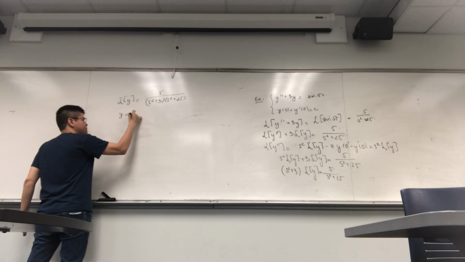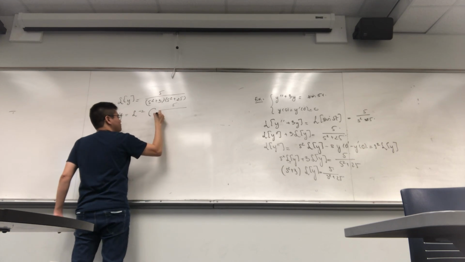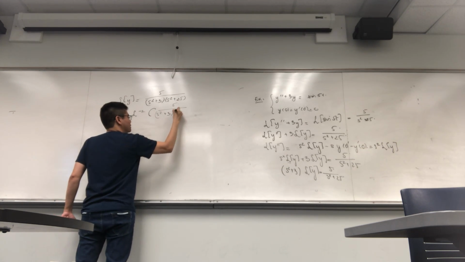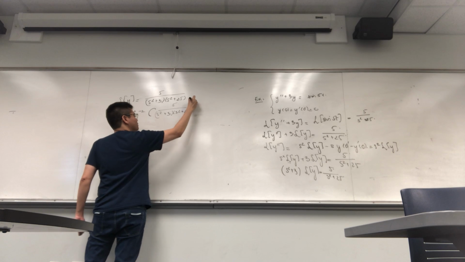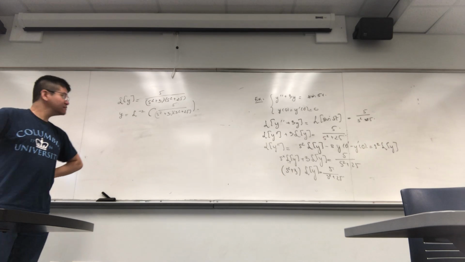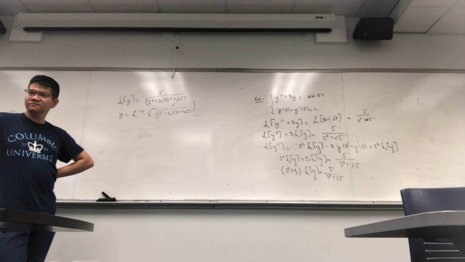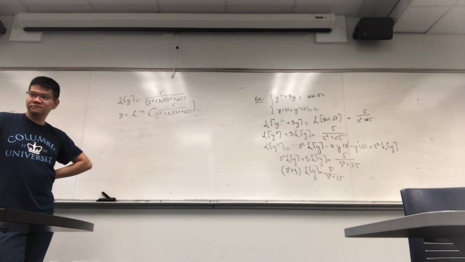So y is the reverse Laplace transform of this guy. This gives me 5 over s squared plus 3 times s squared plus 25. So how can I compute this guy? Yes? Let's split it up into partial fractions, which form is A over s plus square root of 3, then B over s minus square root of 3, and then Cs plus D over s squared plus 25.